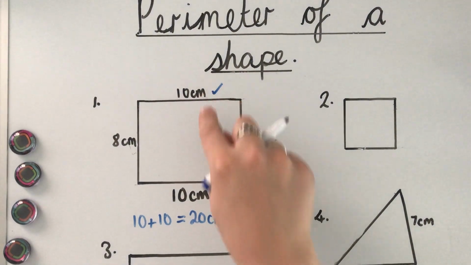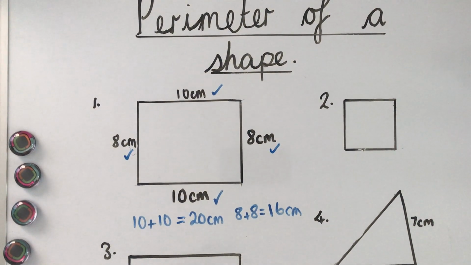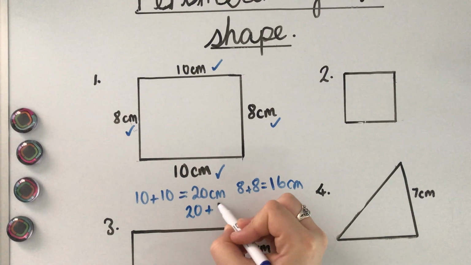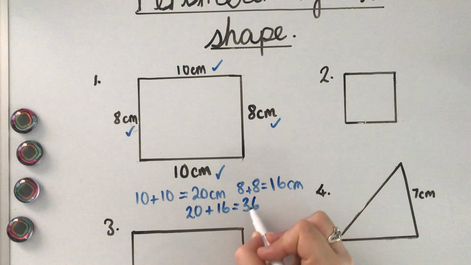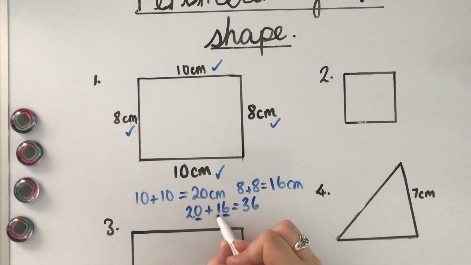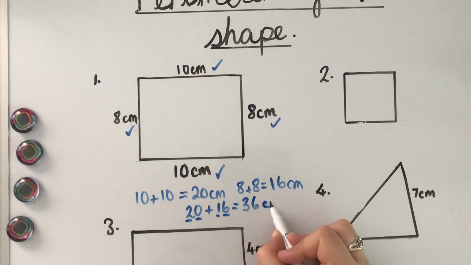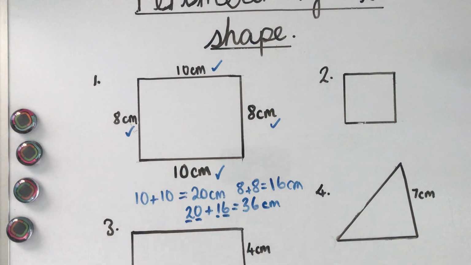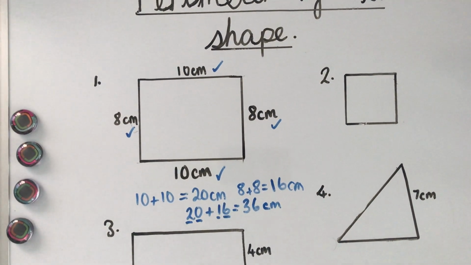We've got the length of these two sides and we've got the length of these two sides. Yep, that's right. We need to add them up together. So 20 plus 16 equals 36. You add your units, then add your tens, gives us 36 centimetres. Okay, so that one was quite nice because it had done all the measurements for us, but not all of them will have.